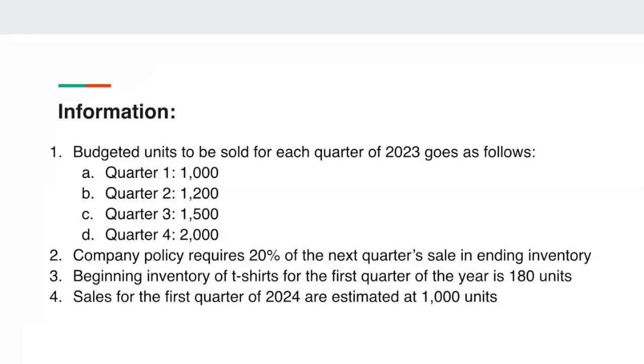Company policy requires 20% of the next quarter's sales in ending inventory. Beginning inventory of t-shirts for the first quarter of the year is 180 units. Sales for the first quarter of 2024 are estimated at 1,000 units.